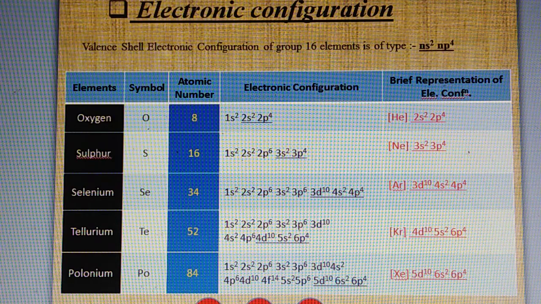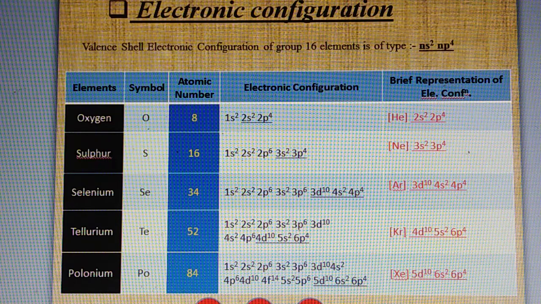For tellurium, the configuration will be 1s2, 2s2, 2p6, 3s2, 3p6, 3d10, 4s2, 4p6, then 4d10, 5s2 and 5p4. So krypton 4d10, 5s2, 5p4. This is the configuration for tellurium. And for polonium, the brief representation will be xenon 4f14 5d10, 6s2 and 6p4.